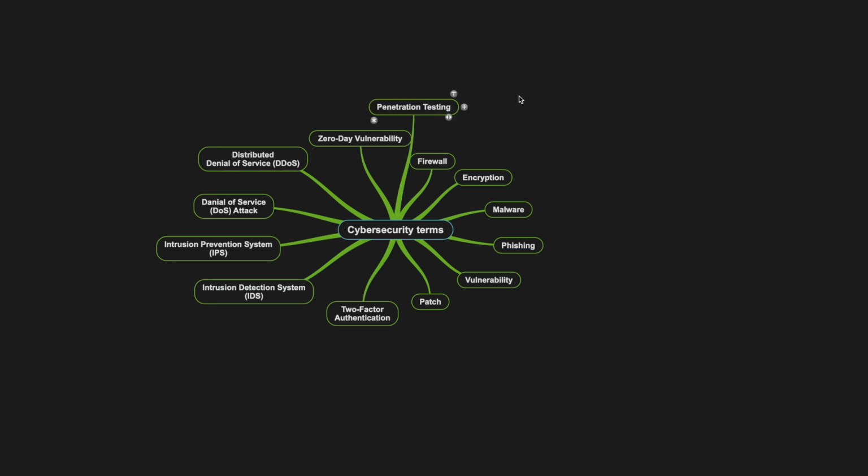Now, what is penetration testing? It is a security assessment method where ethical hackers simulate cyber attacks to identify vulnerabilities in the system, network, or application. It helps organizations proactively identify and address security weaknesses before they are exploited by attackers.